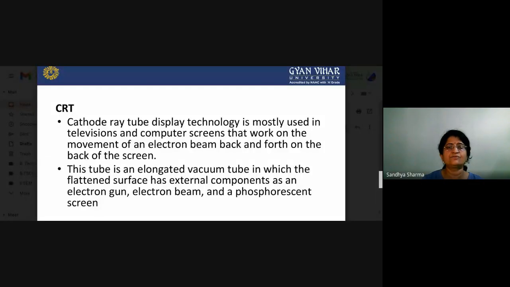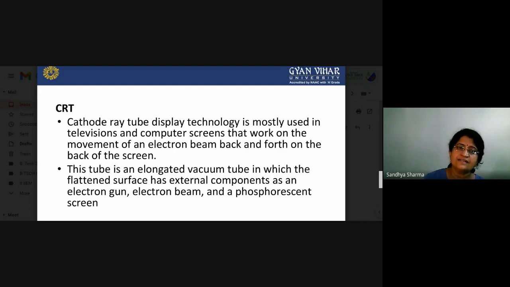Before starting the CRO, we will briefly describe the CRT, the cathode ray tube display technology, because the CRT is the main part of our oscilloscope. CRT is basically a display technology mostly used in televisions and computer screens, which works on the movement of an electron beam back and forth on the back of the screen.